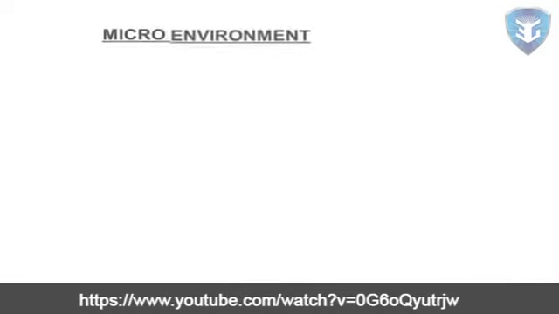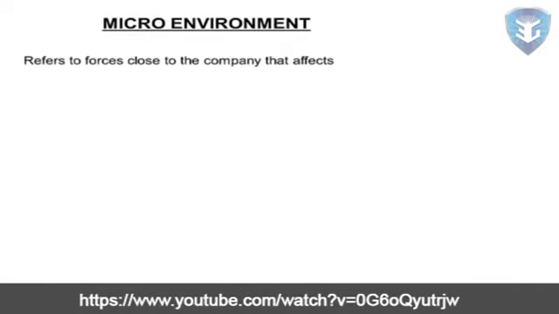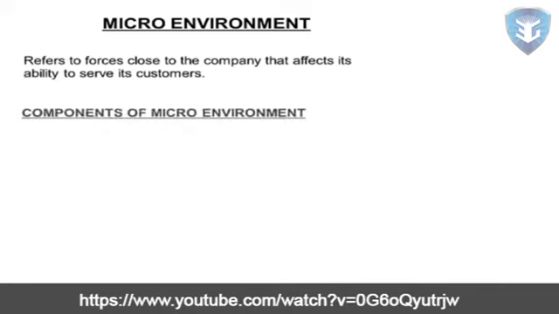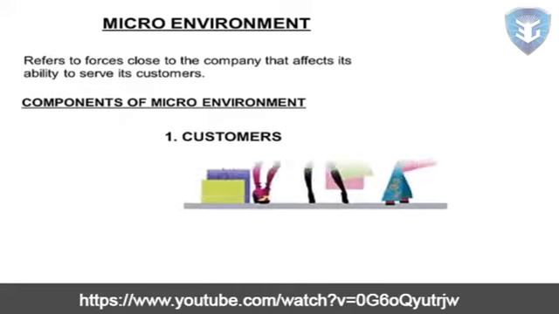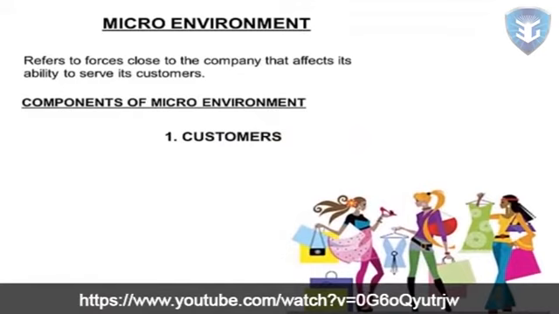So now, looking at the microenvironment, we mentioned that it refers to forces close to the company that affect its ability to serve its customers. What are its components? There are 5 components of microenvironment. The first one is the customers. So who are they? They are the actual buyers of the goods and services. The company must study its customers' markets closely, since each market has its own special characteristics.